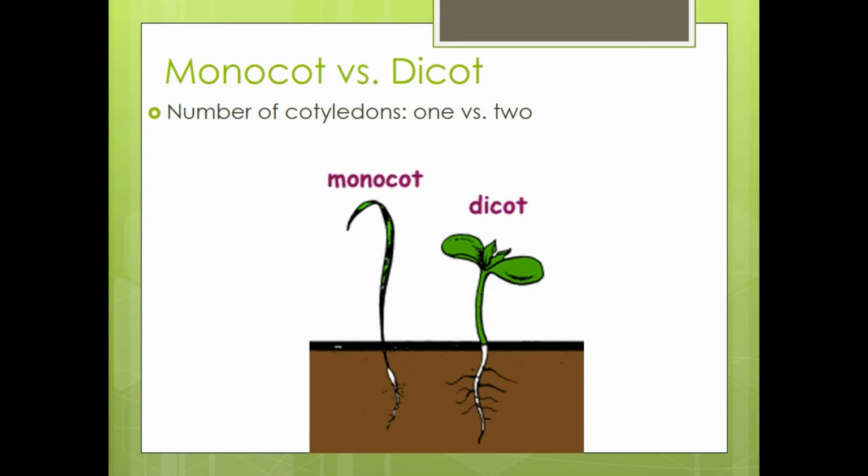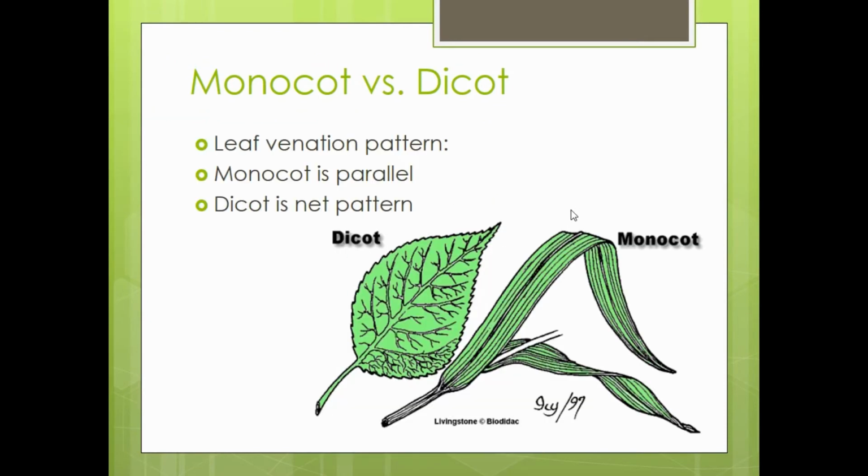So here is your monocot versus dicot. You can actually see it as they grow up. Makes sense, right? You have monocot, single, dicot, you have two. But it goes on to further separate in that the monocot is a parallel venation. That's what it's called, parallel venation. And the dicot is a net pattern, which spreads out.